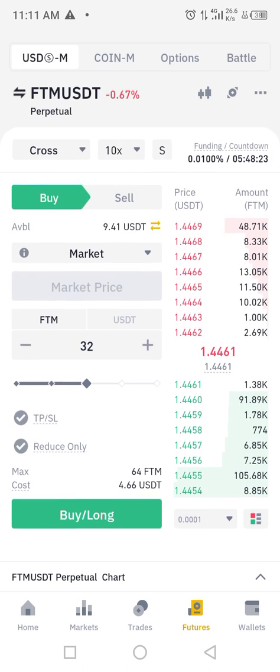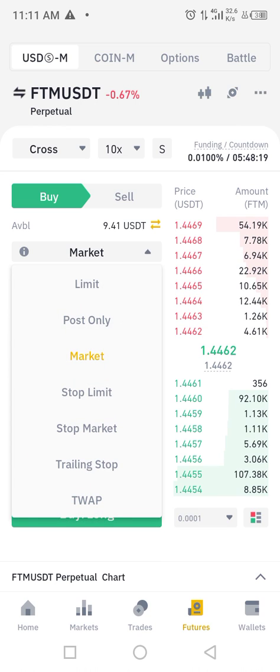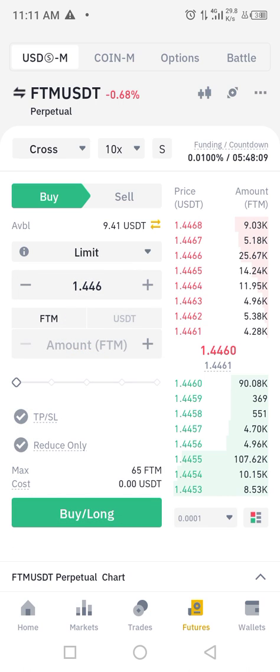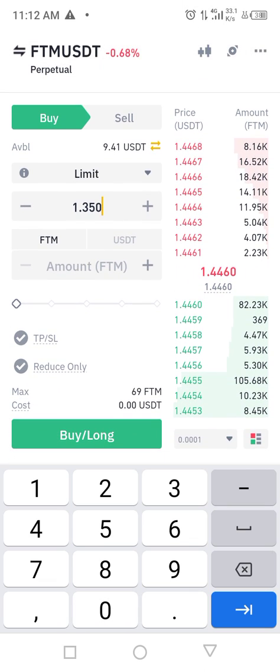I am giving you some secret. Also make sure you use the lower leverage. And you have different types of orders. You can set a limit order. Maybe you want to buy below the market price. This is the current market price, 1.446. Maybe you want to buy it at 1.350. Then you can set a limit order. How much balance do you want to use? Maybe 50% of your balance.